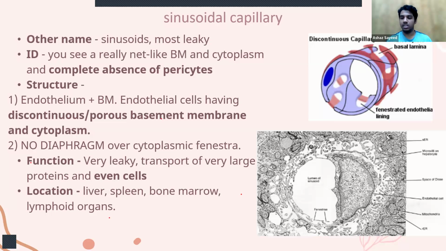here the cytoplasm is just discontinuous. It's like huge holes in the cytoplasm, huge holes in the basement membrane. And the fenestra of the cytoplasm, these holes, don't have a diaphragm on them. Your fenestrated capillaries had smaller holes with diaphragms on them. These ones are bigger holes and they don't have diaphragms.